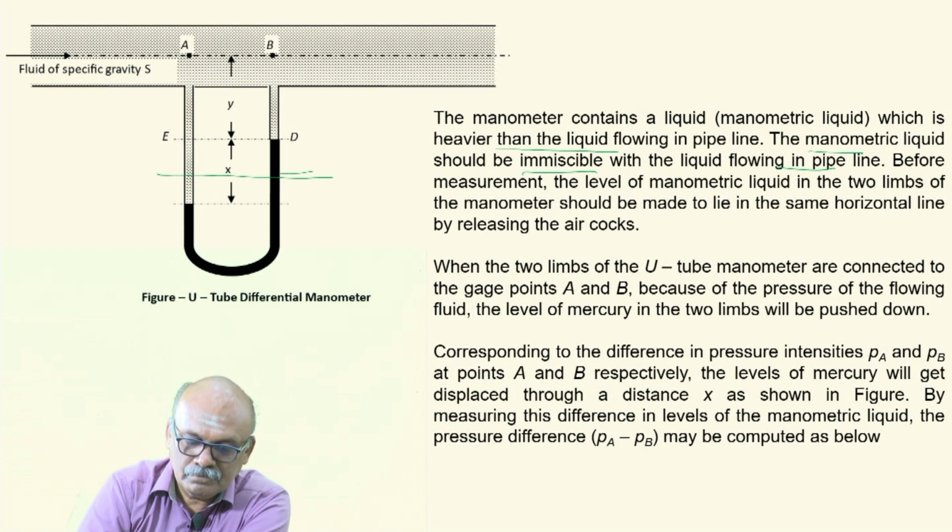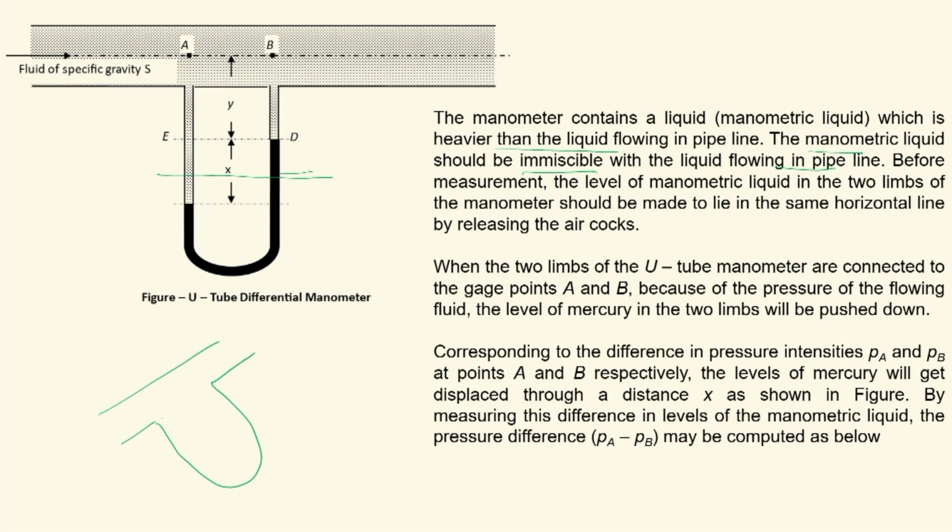Initially, say it is somewhere here. This is A and this is B. The flow direction is from A to B. So before measurement, the level of manometric liquid in the two limbs of the manometer should be made to lie in the same horizontal line by releasing the air cocks.